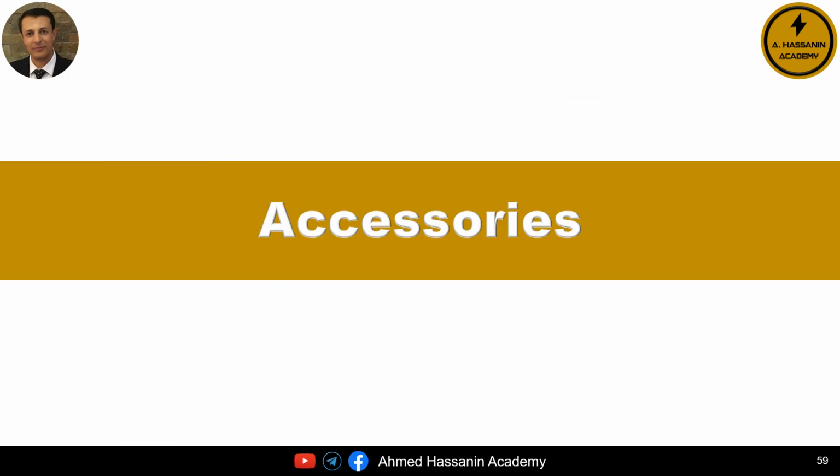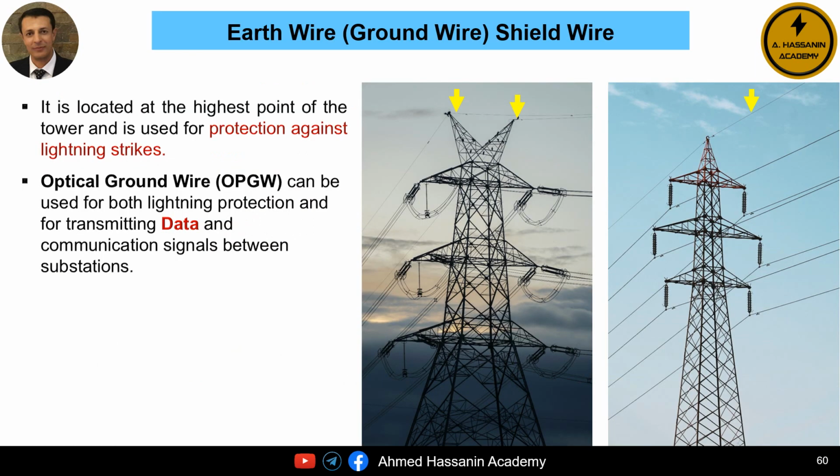We will now talk about the most important accessories or fittings used in overhead transmission lines, in addition to conductors and insulators. The first type of accessory or fitting used in overhead transmission lines is the ground wire or earth conductor. The ground wire or earth conductor is installed at the highest point of the overhead transmission tower, running along the entire path of the overhead line.